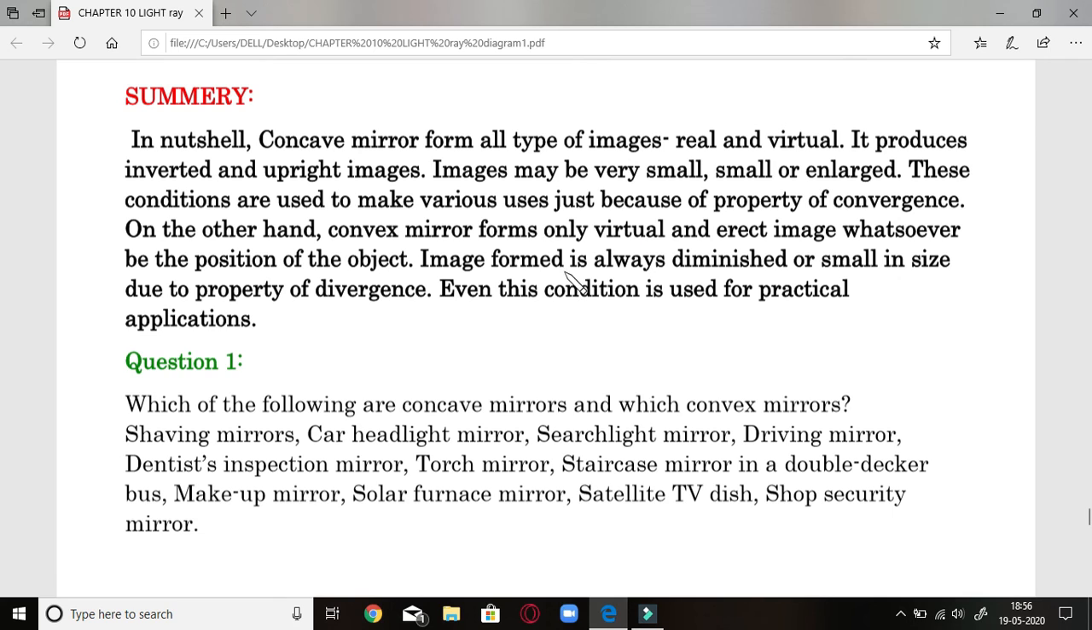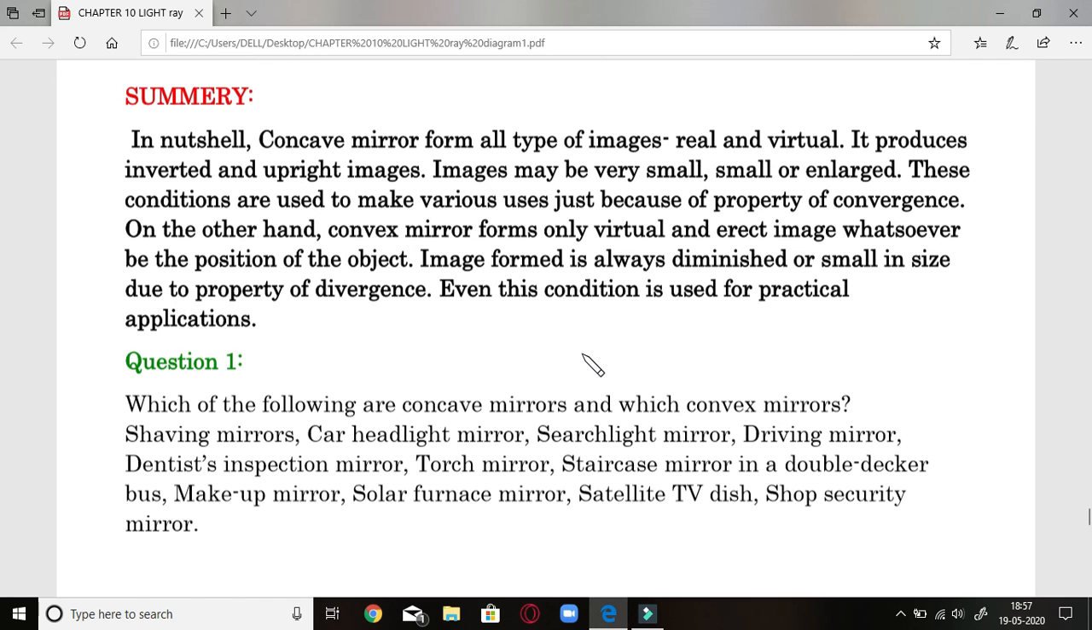Now let us see the summary. In a nutshell, a concave mirror forms all types of images, real and inverted, real and virtual. It produces inverted and upright images also. Images may be very small, small or enlarged. These conditions are used to make various uses just because of the property of convergence. On the other hand, a convex mirror forms only a virtual and erect image, whatsoever be the position of the object. The image formed is always diminished or small in size due to the property of divergence in case of convex mirrors. Even this condition is useful for practical applications.